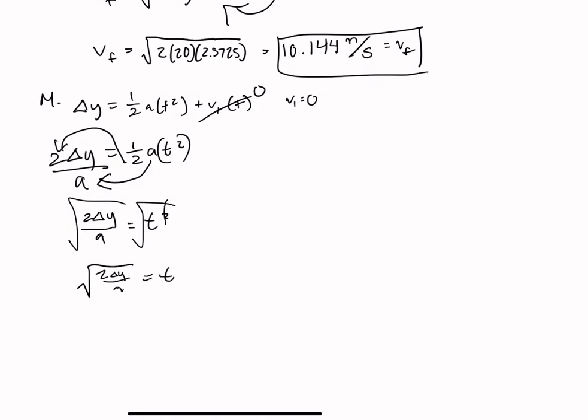And from here we can just substitute in those values because we solved for them already. We're told that displacement y is 20 and acceleration is 2.5725. Plug this into the calculator. We'll get 3.94 seconds.